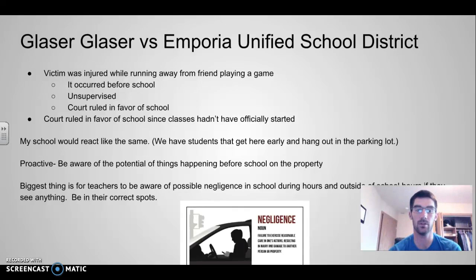If they leave school property and they get in an accident, that's kind of on us. And kids don't think of things like that, and teachers might not think of things like that too until they've taken this class, because it is our responsibility to be aware of where our students are.